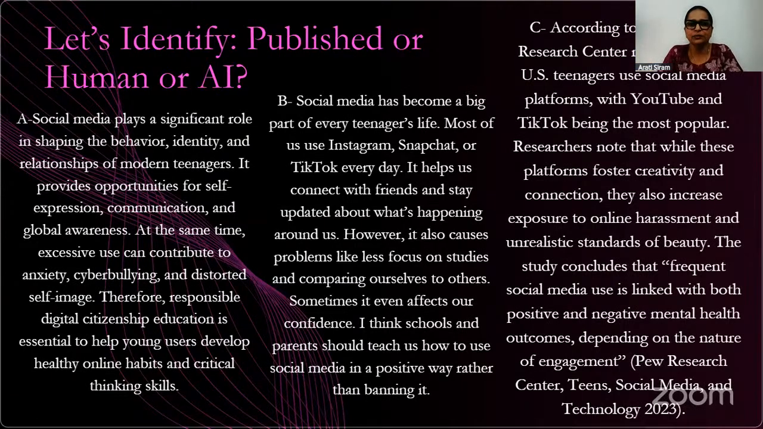Say, suppose A is human, or B is human, or C is human. Just give your inputs by reading these and give whatever you feel. Write which is human, which is AI, and which is the published one. Just take 1 or 2 minutes to read and come up with your thoughts on these. Which one is AI generated, which one is human, the original content, and which one is the published version of this particular scenario or data.